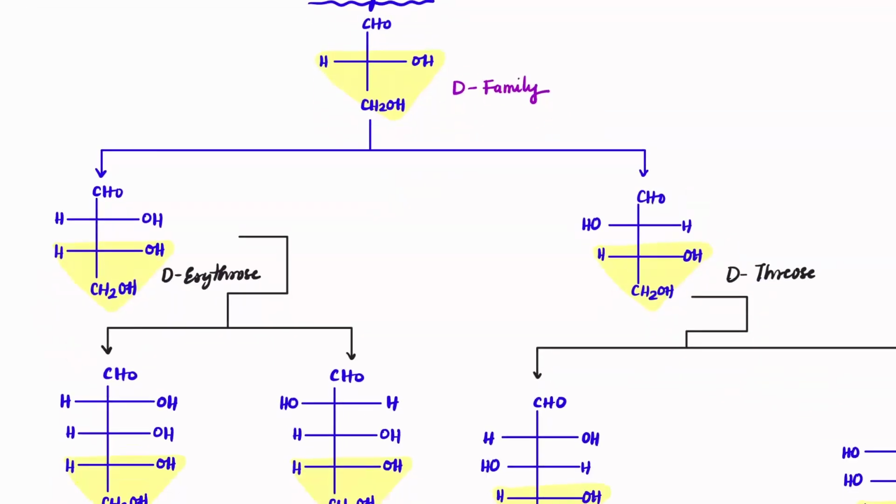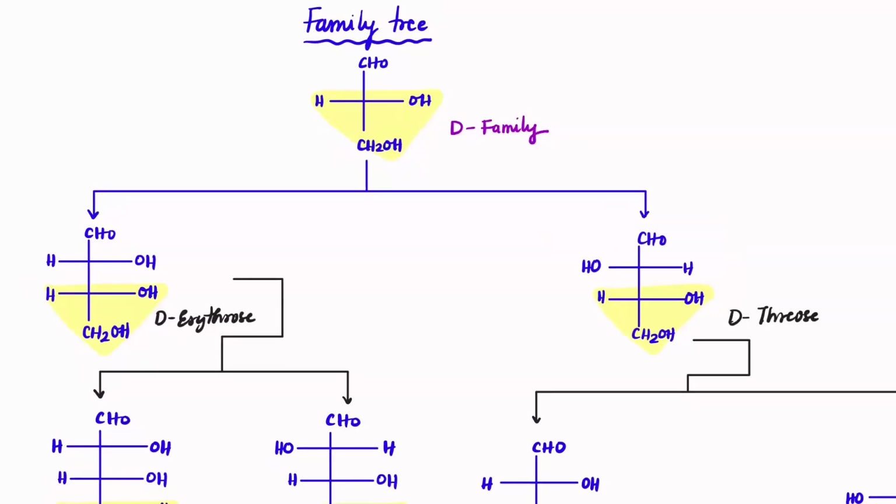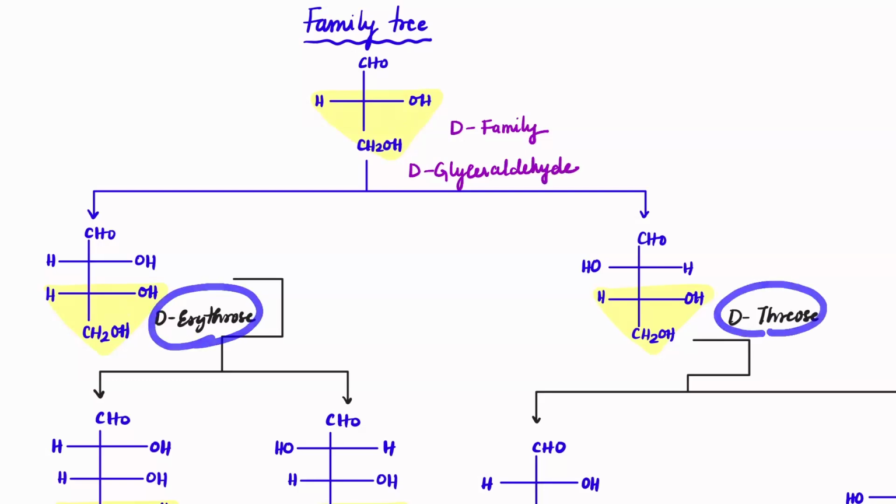So capital D is more or less like a tagging of their family information. In the D family, after adding one extra carbon, if I put the OH on the right, it will become D-erythrose. If I put OH on the left, it will become D-threose. This is the name given, just like glyceraldehyde is a name here. So this is capital D-glyceraldehyde. Now this would become capital D-erythrose. This is capital D-threose.